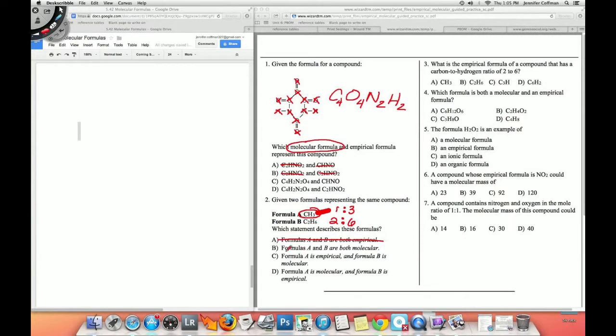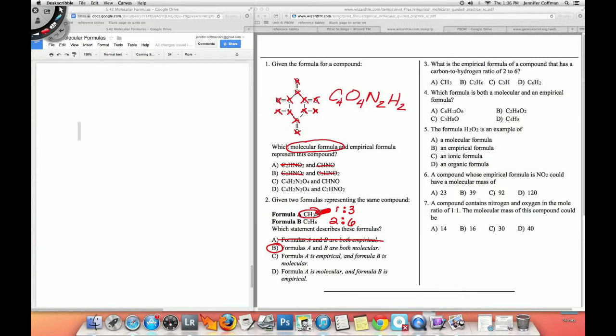Now let's look at choice B. Formulas A and B are both molecular. I can argue that question, okay? Because this is a molecular formula, and this is a molecular formula. Remember, molecular formulas and empirical formulas can also be classified as molecular. It's probably not what they're going for, but let's keep reading.